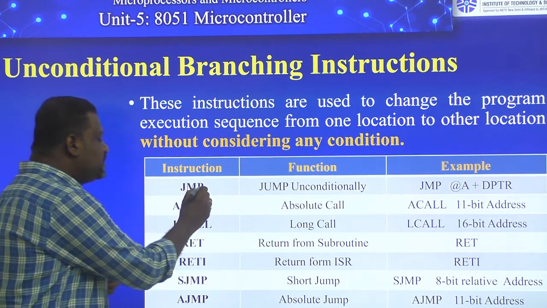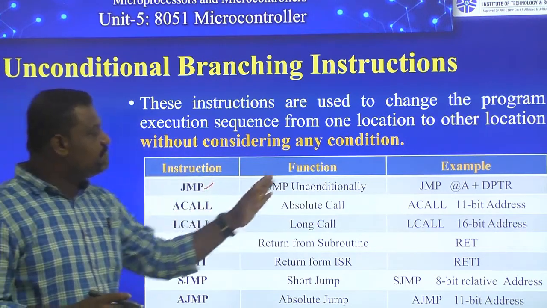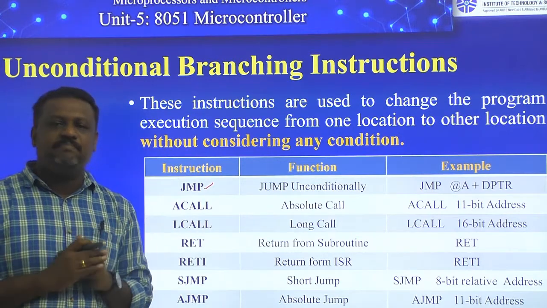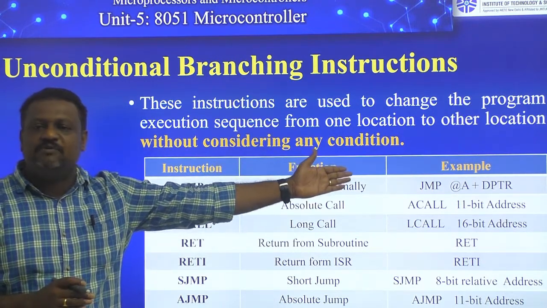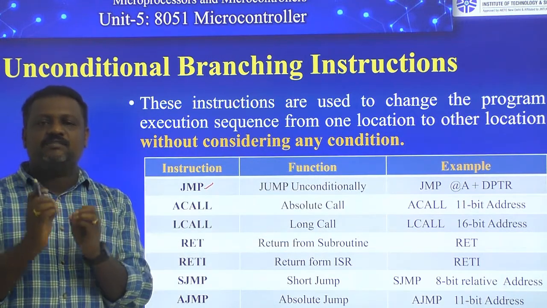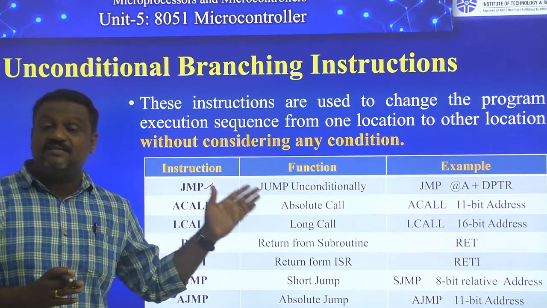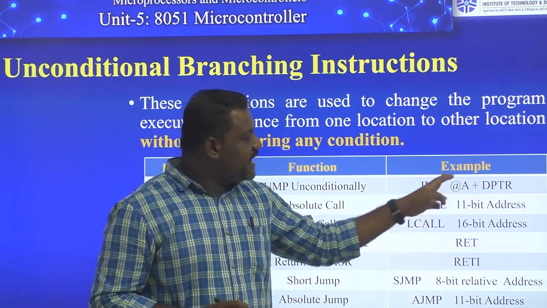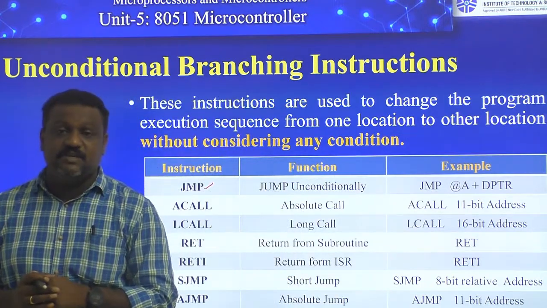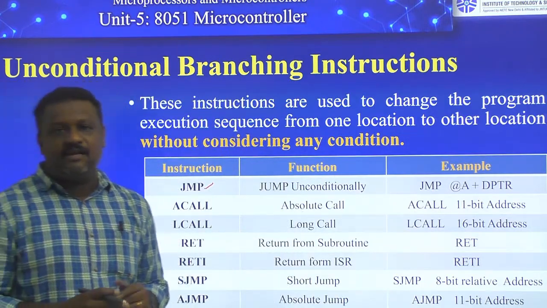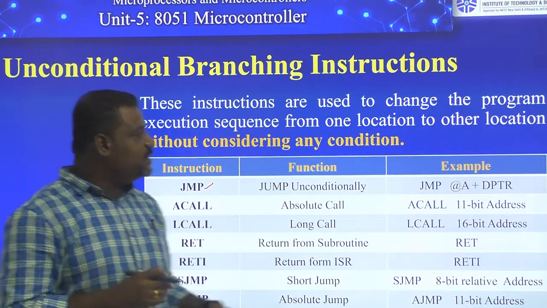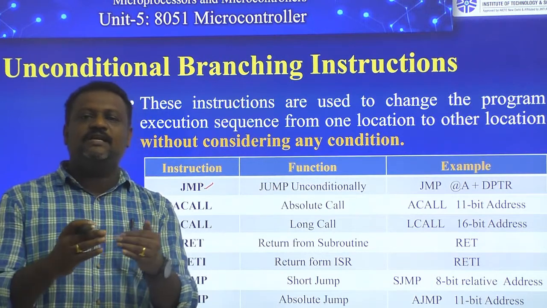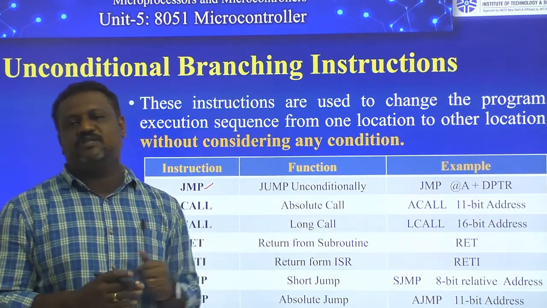The first one is JMP, meaning jump unconditionally. One important thing regarding this JMP instruction is that you always have to use the indexed addressing mode for its utilization. See here, friends, the example is JMP @A+DPTR. That means I have to calculate the destination address by adding the DPTR value with the accumulator value. Whatever result I get becomes the destination address.